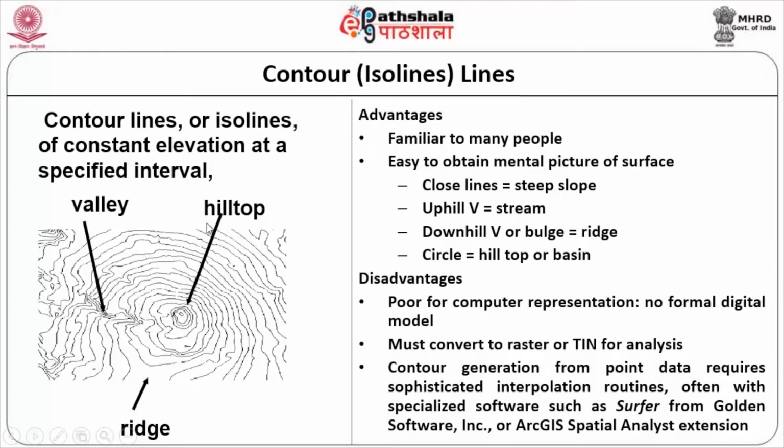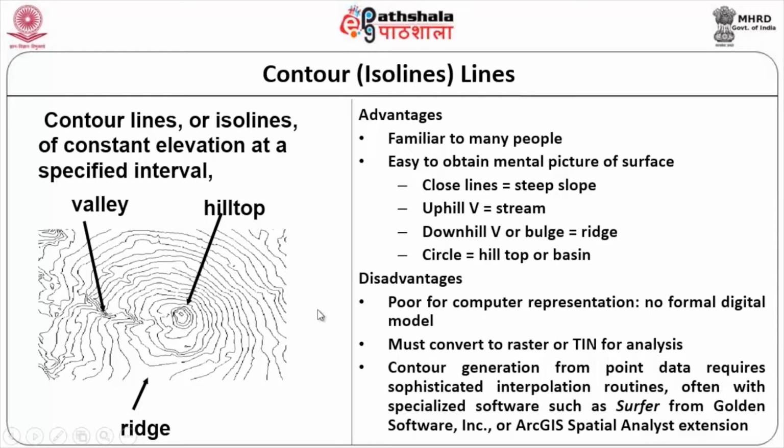What are the advantages of creating a contour? It is always familiar to many people. You do not have to tell how it is there. As I was showing you previously, the closer the lines are, the steeper the slope, the more it appears like a V. You can see here V, it is a stream. If I have the same thing downhill or along the bulge, this will be a ridge part. If it is the topmost point, that is a hilltop.